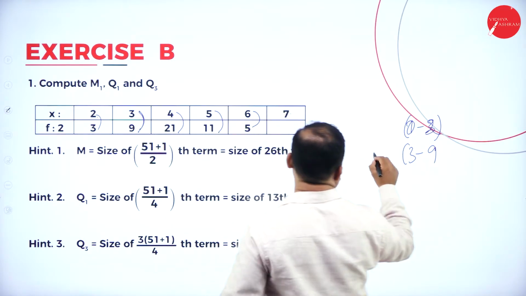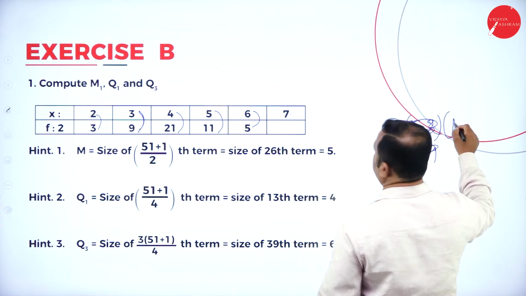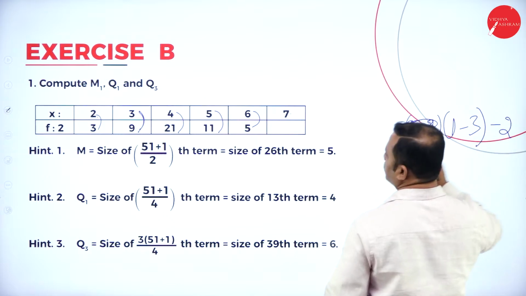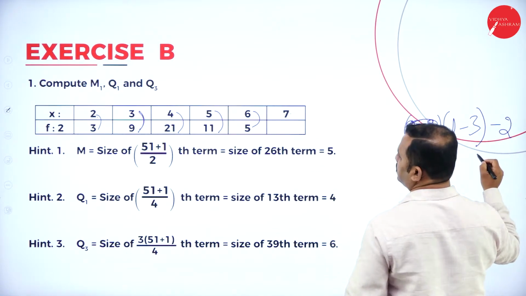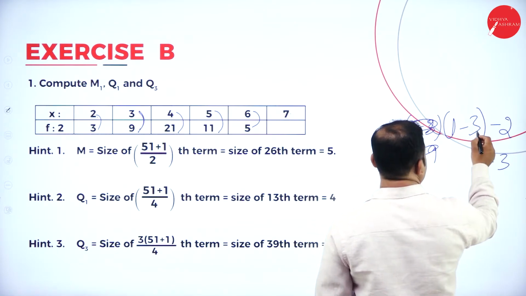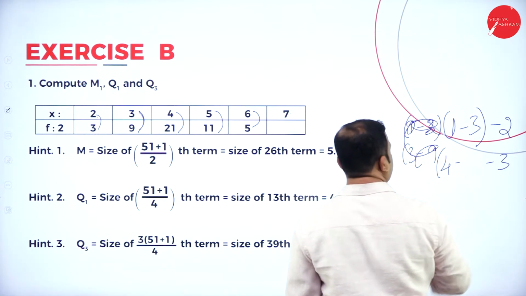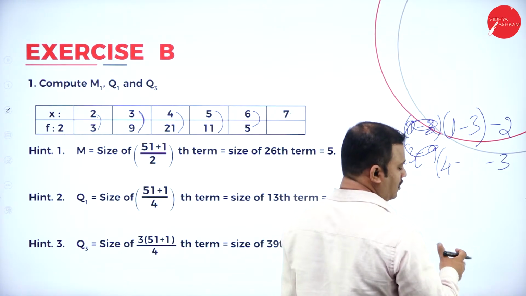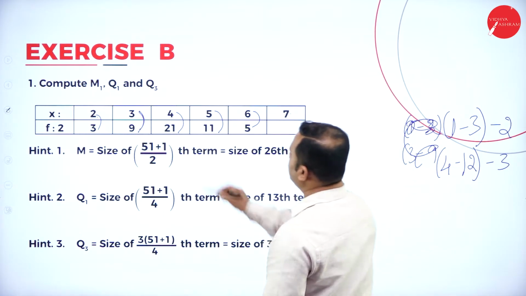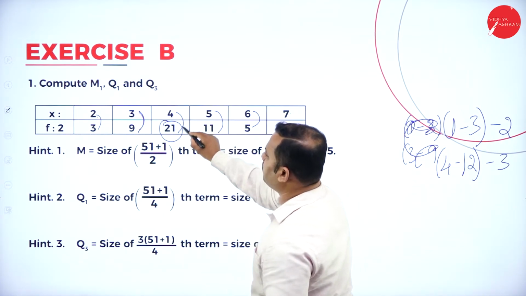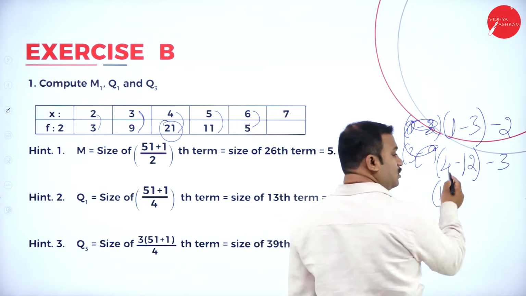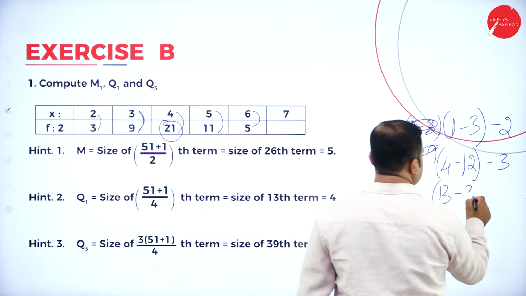Note down this. 2 is repeated for 3 times. So 1 to 3, that is 2. Then 3 is repeating for 9 times. That means 4 to 12: 4, 5, 6, 7, 8, 9, 10, 11, 12. Between 4 to 12th term, we have 3. Then 4 is repeating for 21 times. That is 13 to 33.